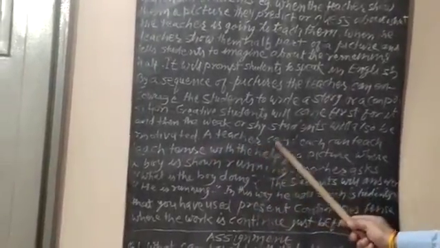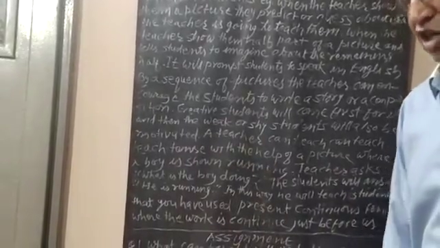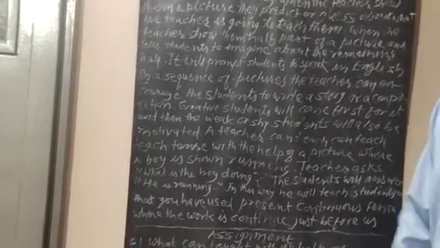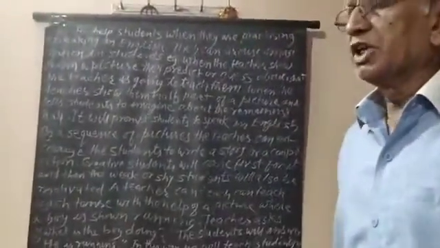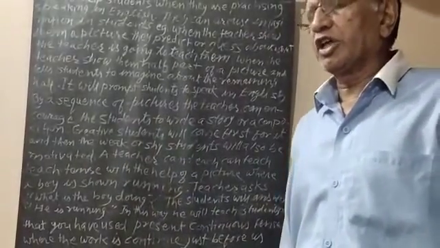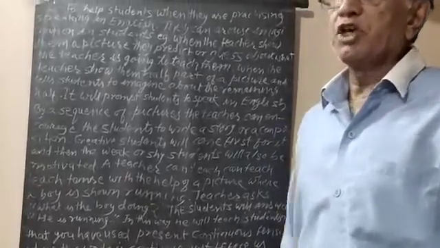A teacher can teach tense with the help of a picture. He can teach many structures. For example, one boy is shown running, and the teacher will ask, what is the boy doing? Then students will say, he is running. And another picture will be shown where some boys are playing volleyball, and the teacher will ask the students, what are the boys doing? Then the students will say, they are playing volleyball.